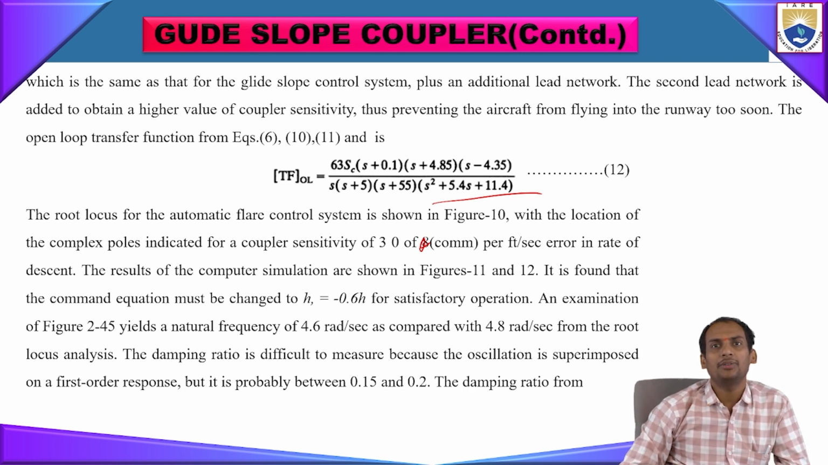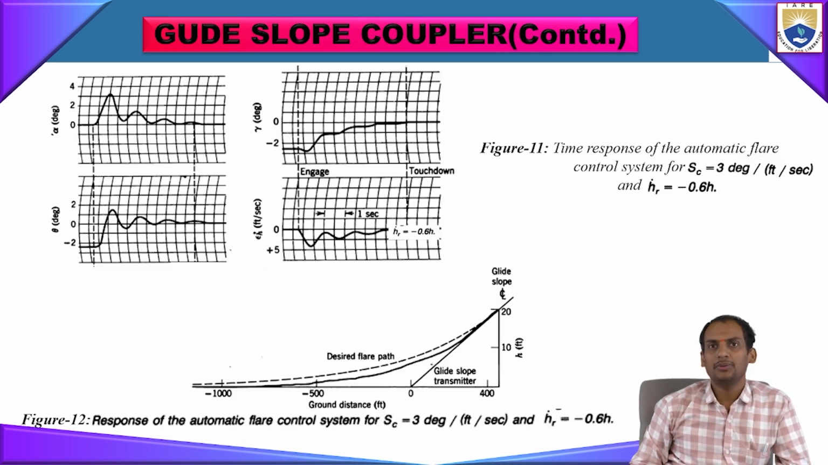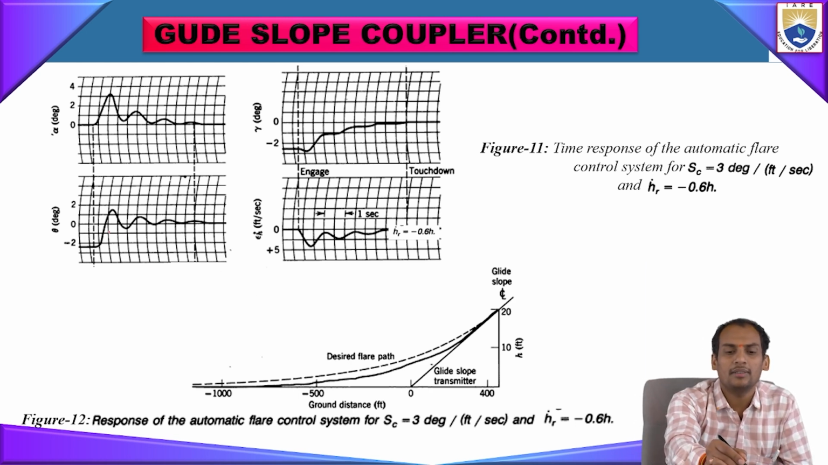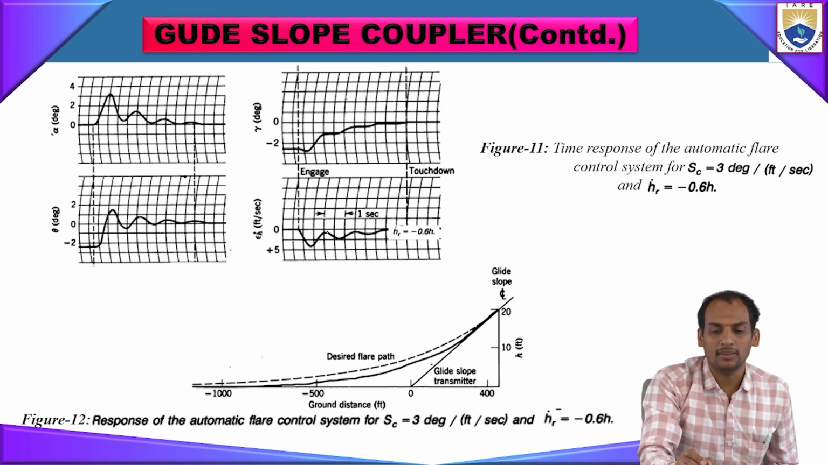Though the damping ratio is difficult to measure because the oscillation is superimposed on a first order response, it is probably between 0.15 to 0.2. So the damping ratio has been given here for the 3 degree, 5 feet per second values.